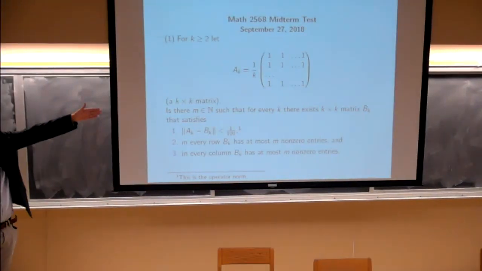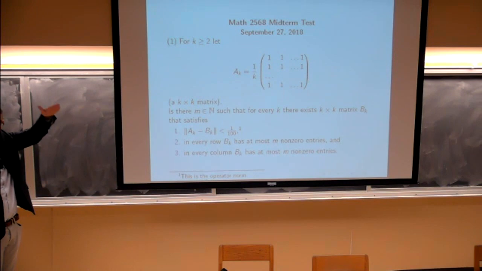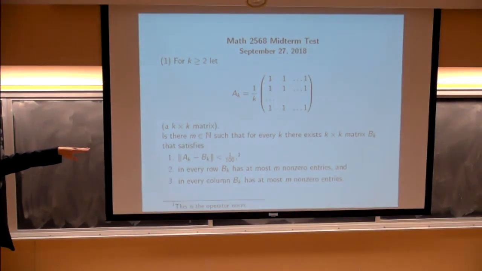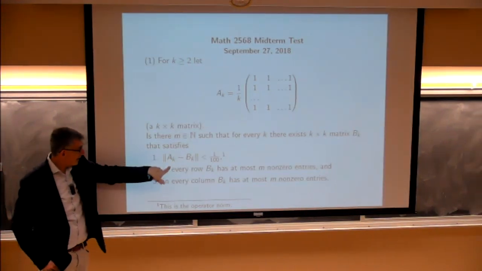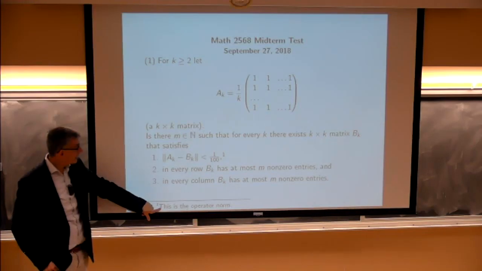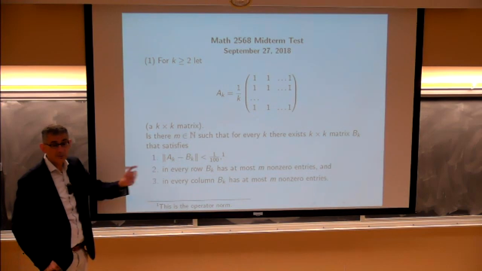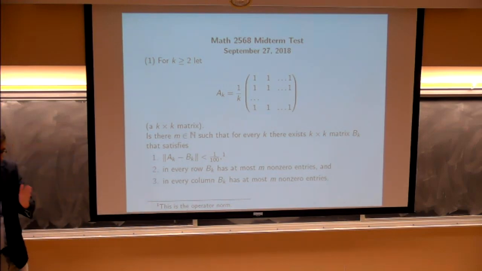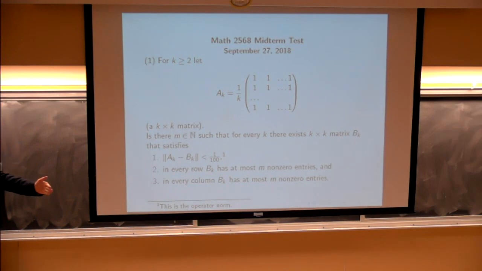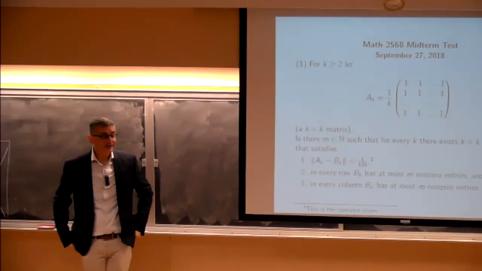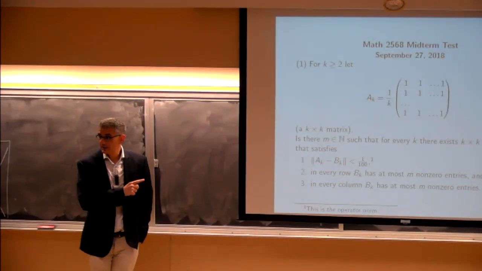Here we have this K by K matrix, A_K, which you may recognize is just the projection to the constant vectors. And the question is, is there a single M, such that for every K, there is a K by K matrix B_K which is within 1/100th from A_K in the operator norm, and yet, in every row and every column, B_K has at most M non-zero entries? So of course, once we decide what M is, I can take K to be 2 to the 2 to the 2 to the M, and it just doesn't seem like it should be the case. We'll come back to this later on.